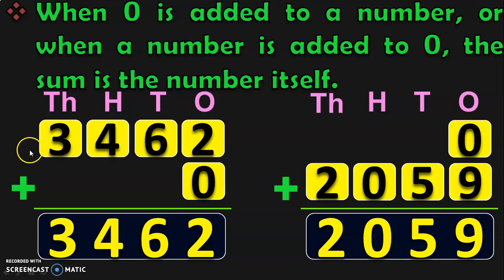To make it more understandable, let me give you an example. In a basket, there are 3462 oranges. In another basket, there are no oranges or the basket is empty. Empty is represented by a 0. When you are asked to count the total number of oranges in both the baskets, the answer will be the same number, 3462. Hope it is clear.